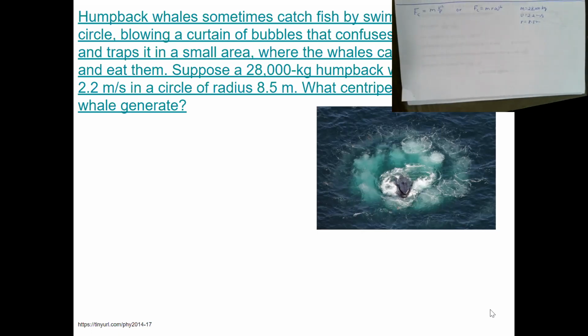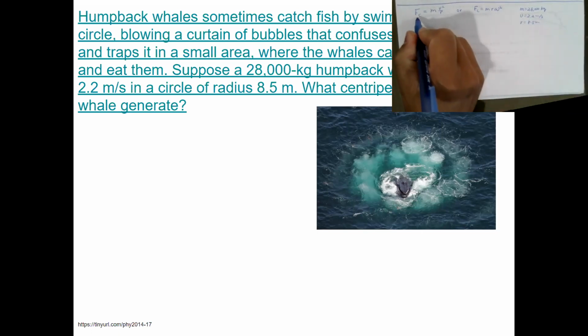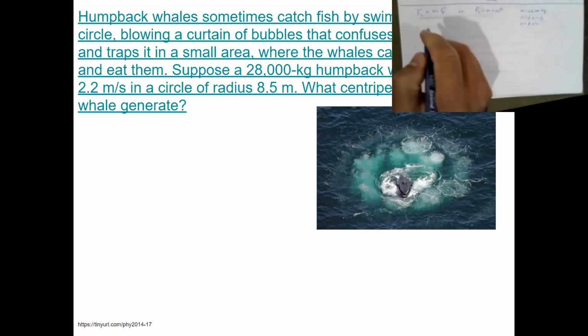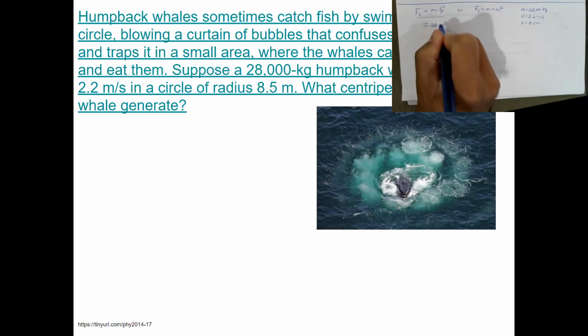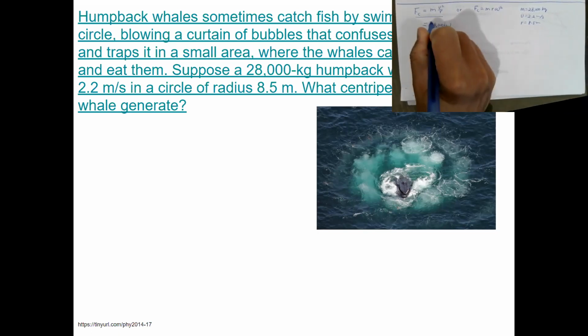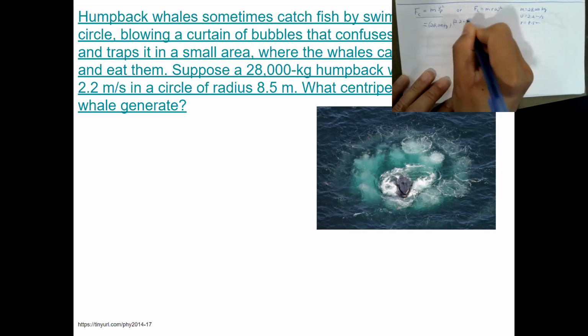All right, so I think this one is quite straightforward. For centripetal force, you are going to use either m v squared over r or m r omega squared. Because we are given m, v, and r, we will just take this equation, not that one. So then you simply plug in the numbers: 28,000 kilograms times 2.2 meters per second squared over 8.5 meters.